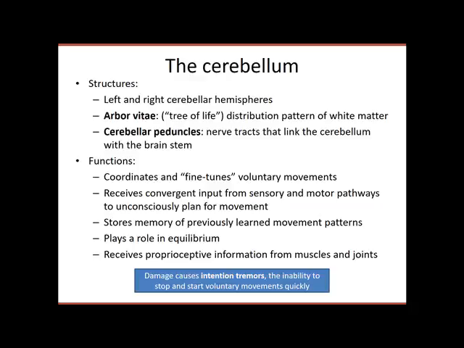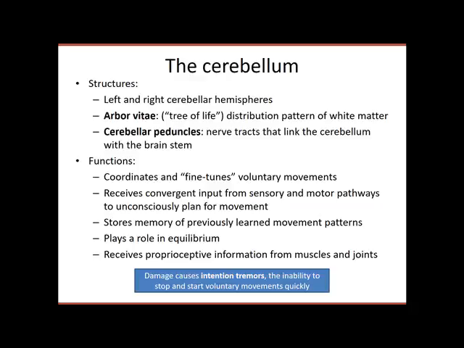So it receives convergent input, remember convergent neural pathways from lecture 7. It receives convergent input from sensory pathways and motor pathways to help you unconsciously plan for your voluntary movement. You don't think about it, the cerebellum working. It also helps to store memory of some previously learned movement patterns. So things like walking, things like getting up from your chair, things like opening your car door. Right? You know where your car door's handle is because of your cerebellum. As we said before, it helps you to stay upright, so it plays a role in equilibrium.